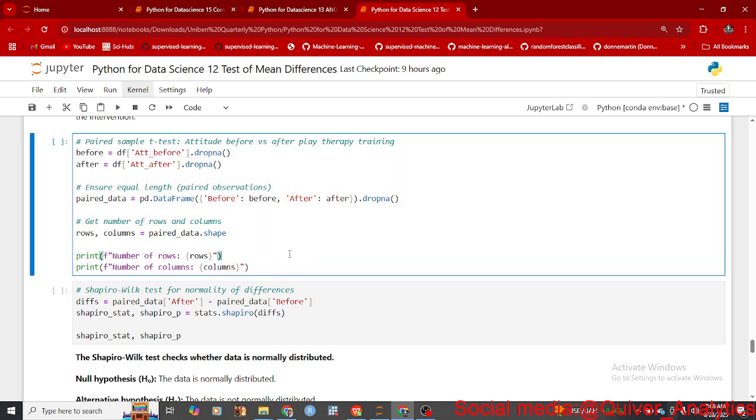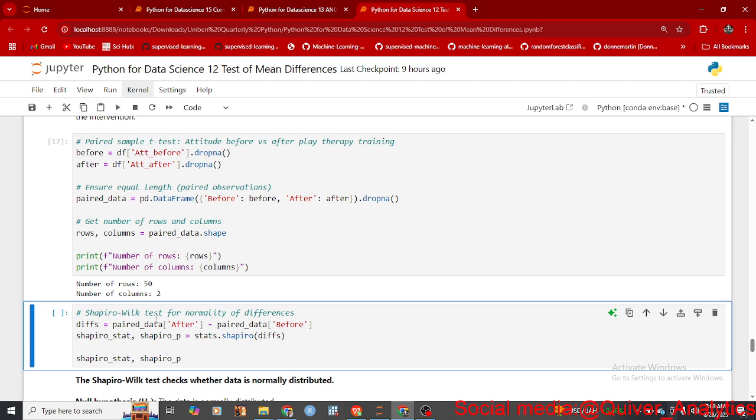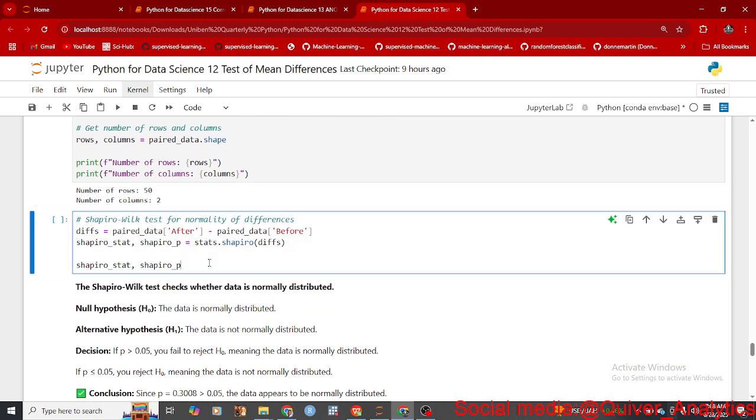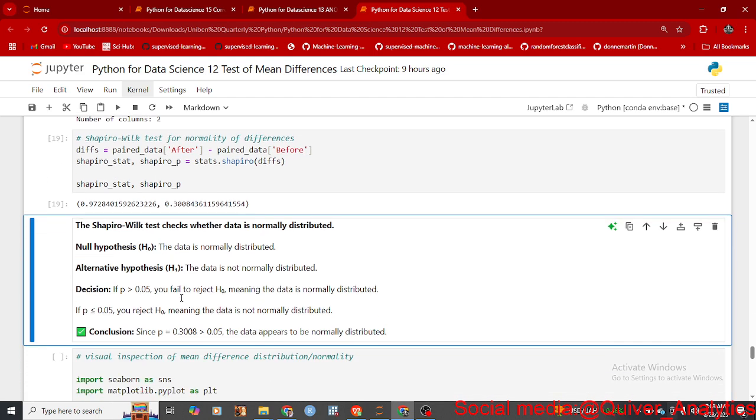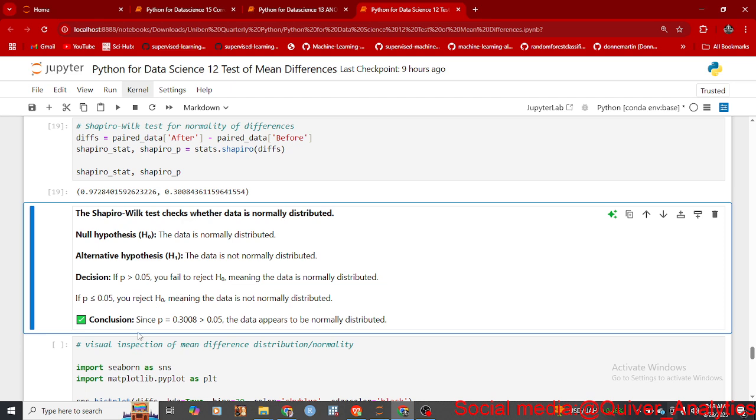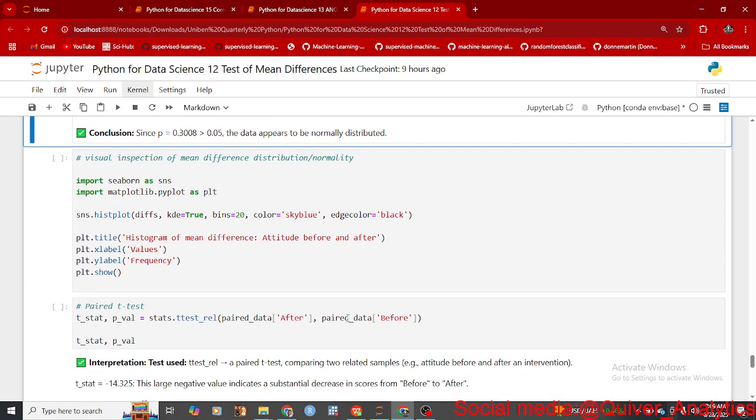All right, so let me run this. We have number of rows 50, number of columns 2, because we just have before and after. Now for the Shapiro-Wilk test, to see whether the mean difference is normal: the difference between the two was computed, and then the Shapiro-Wilk test was carried out to show whether it's significant or not. Since the p-value for Shapiro-Wilk is 0.3, which is greater than 0.05, the data appears to be normally distributed, right?